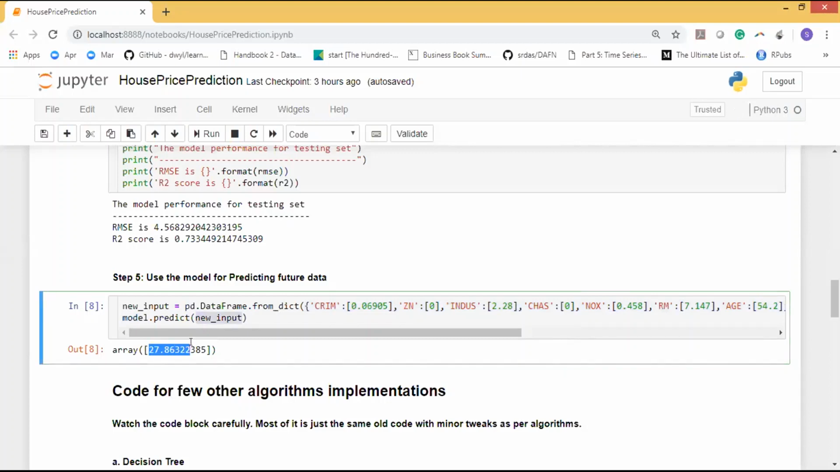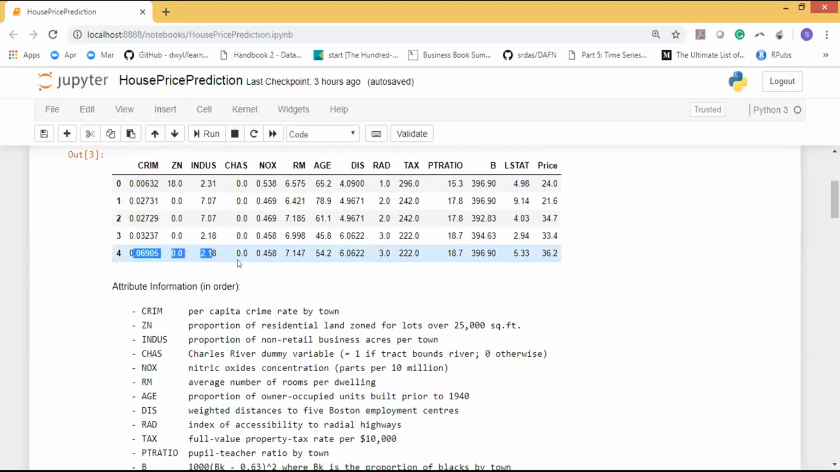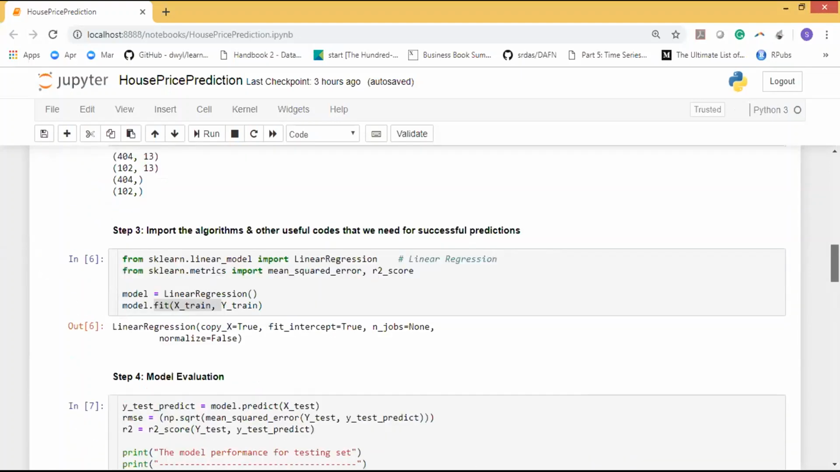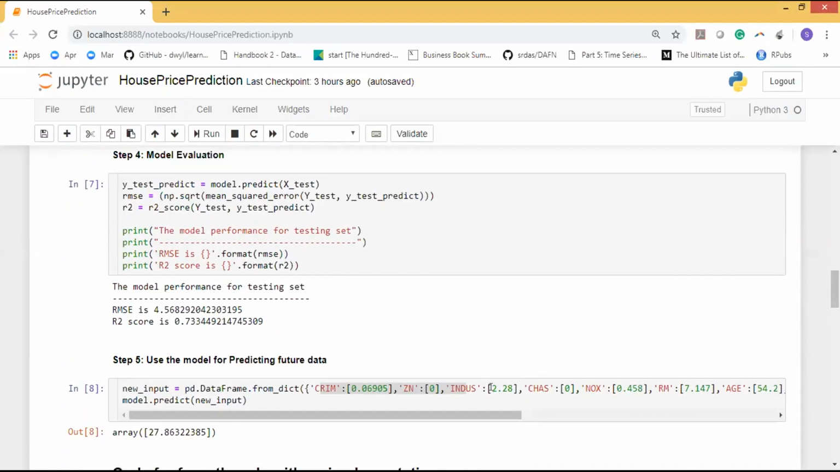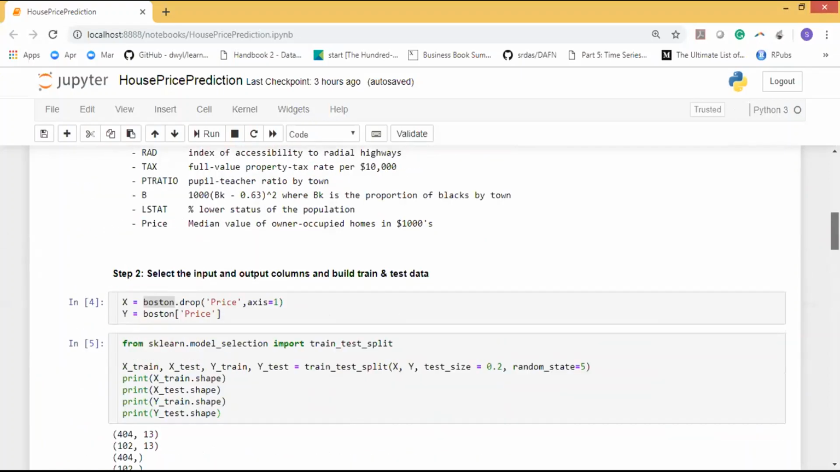Now, friends, this data that I have is very close to this large data. I just copy pasted the large data. I changed one parameter. Instead of 2.18, I made it 2.28. So if you see here, it is 2.28. So the price should also be somewhere close. The price shouldn't be too far.